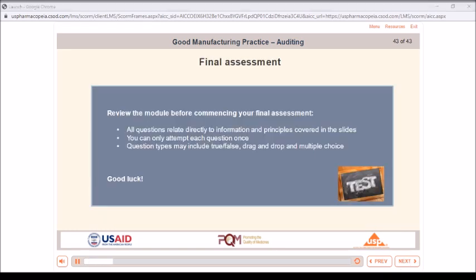Final assessment. Review the module before commencing your final assessment. All questions relate directly to information and principles covered in the slides. You can only attempt each question once. Question types may include true-false, drag and drop, and multiple choice. Good luck.